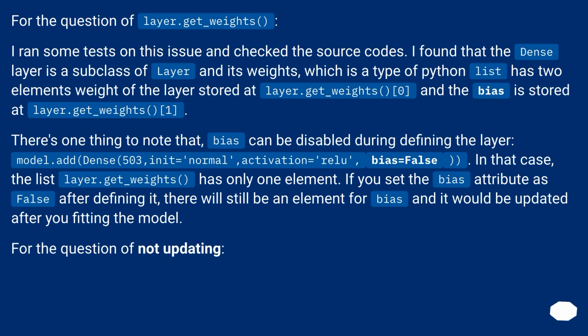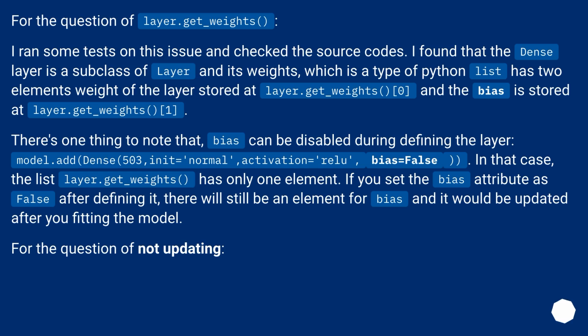For the question of layer.get_weights, I ran some tests on this issue and checked the source codes. I found that the dense layer is a subclass of layer and its weights, which is a type of Python list, has two elements: the weight of the layer stored at layer.get_weights()[0], and the bias is stored at layer.get_weights()[1]. There's one thing to note, that bias can be disabled during defining the layer.